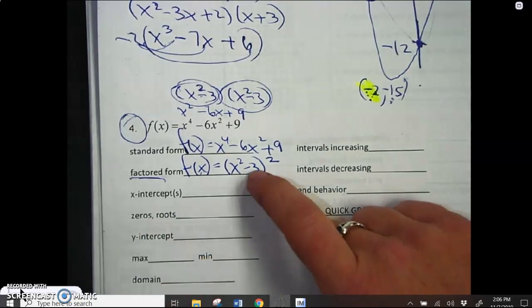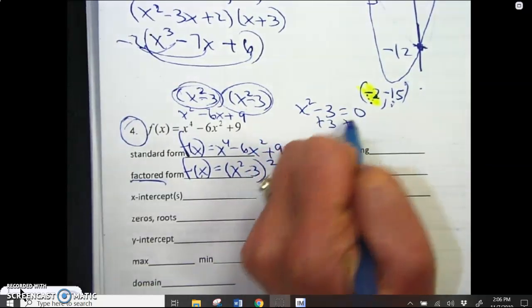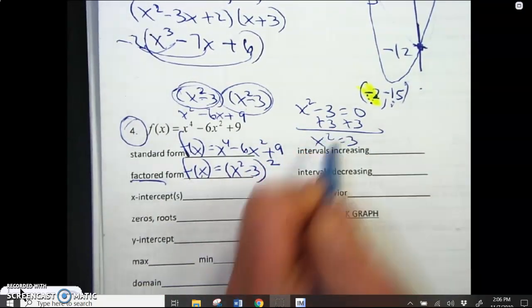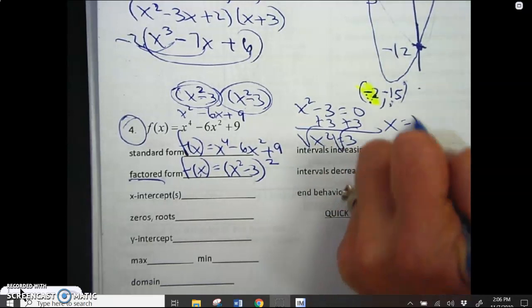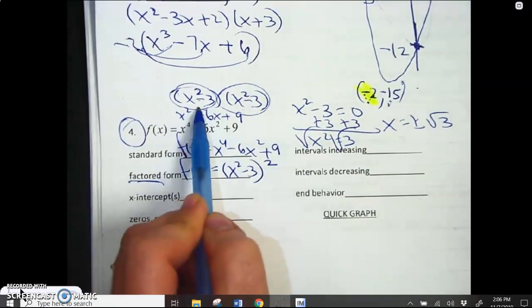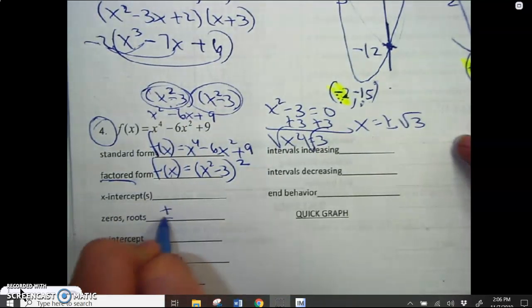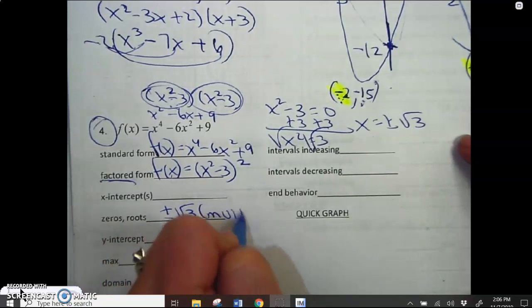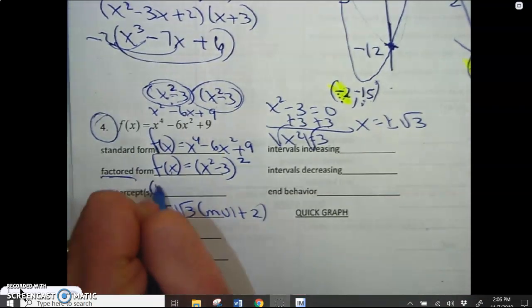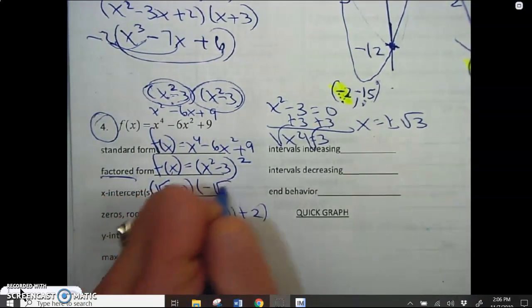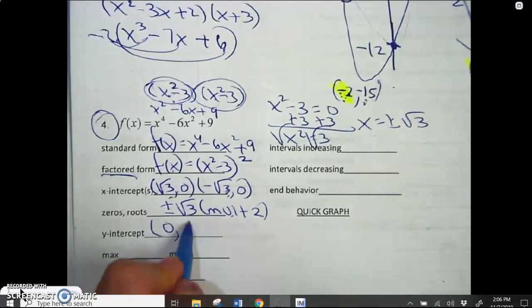The x-intercepts. Well, if I have x squared minus 3, and I set it equal to 0, add 3, x squared equals 3, square root, square root. So x equals plus or minus rad 3, but this one is also x squared minus 3. So really the roots are plus or minus rad 3 multiplicity 2, because I have two answers here and two answers there. So the intercepts would be rad 3 comma 0 and negative rad 3 comma 0. I don't need you to write that two more times. You stated it there. The y-intercept is 0, 9.